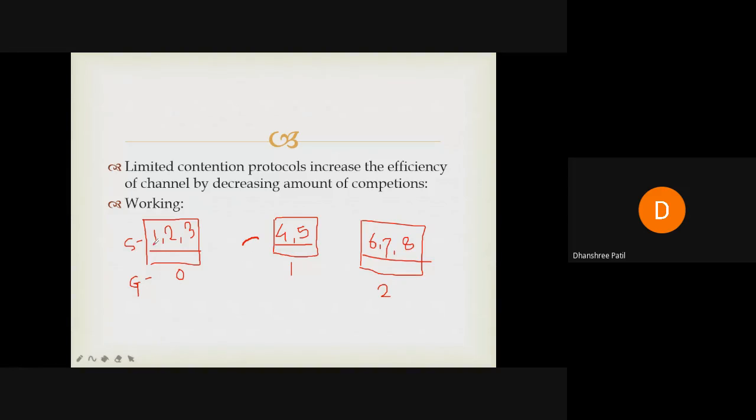Whatever stations are there, they are randomly grouped together. Once the groups are done, every group will get a chance to access a channel. So instead of having competition among all the stations, the competition will be within the limited stations only. Due to this, it will increase the probability of getting access to the channel.